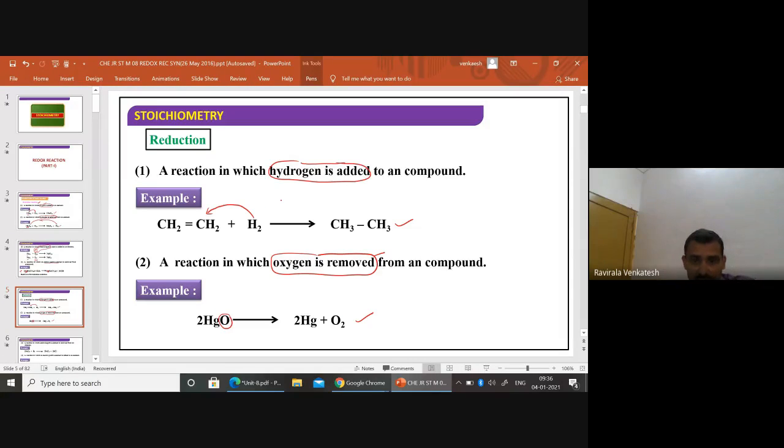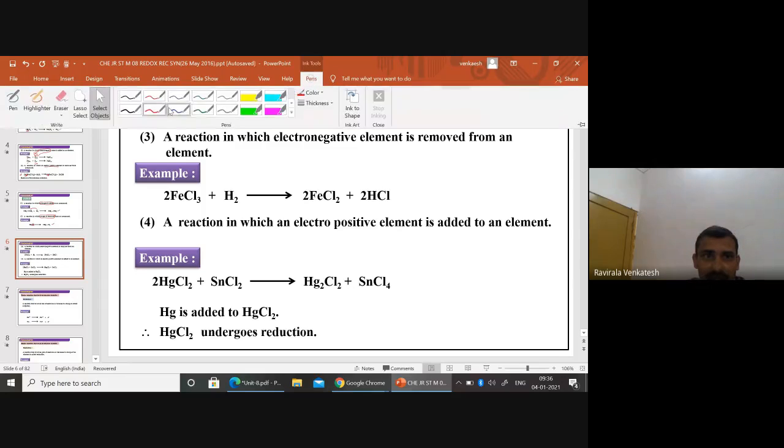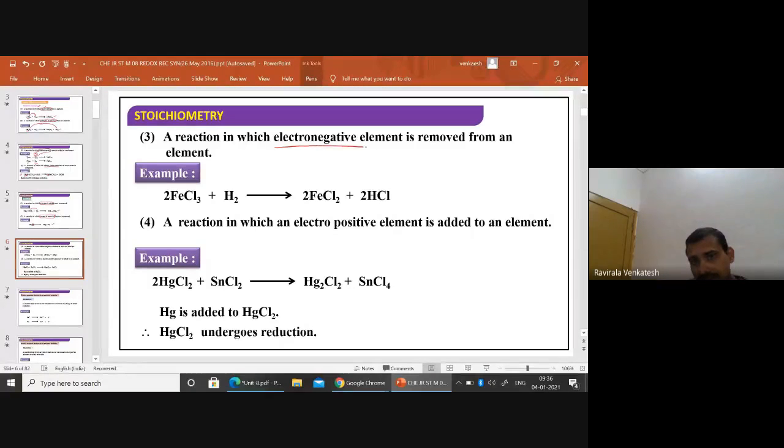Addition of hydrogen, removal of oxygen is called what? Reduction reaction. Next, what happened? The third one, a reaction in which electronegative element is removed. In the previous case, if you add electronegative element, they are called oxidation reactions. Now here, what are we doing? We are removing electronegative element. So we remove one electronegative element here, chlorine. Your electronegative element is what here? Chlorine it is. So when you remove this electronegative element, then the reaction is called what here? Reduction reaction.